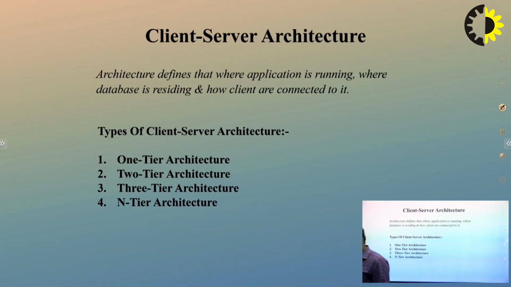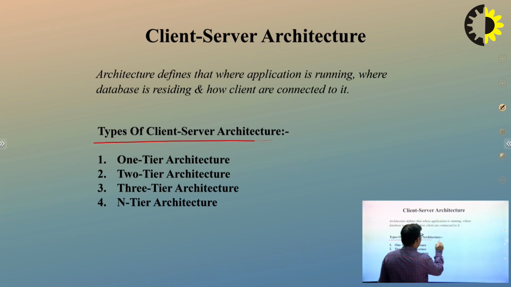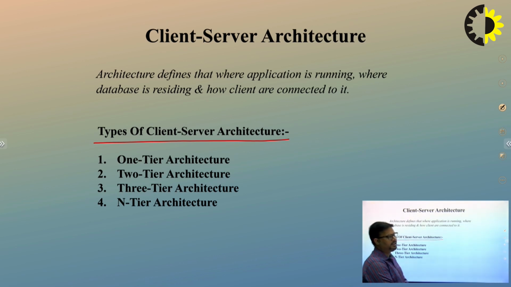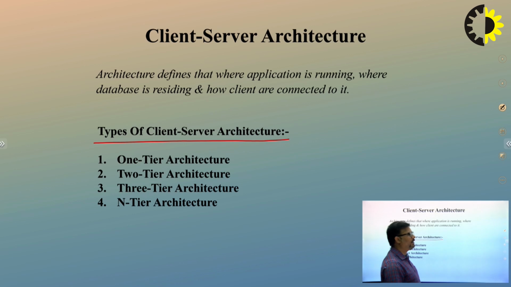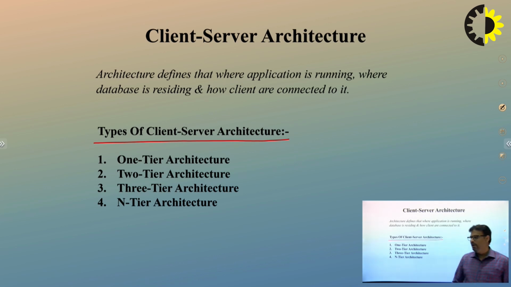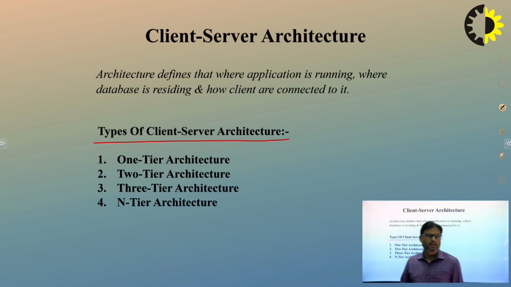Next, client-server architecture. So here we will discuss the types of client-server architecture. Here we will discuss the four types of architecture. First, one-tier architecture. Second, two-tier architecture. Third, three-tier architecture. And fourth is n-tier architecture.